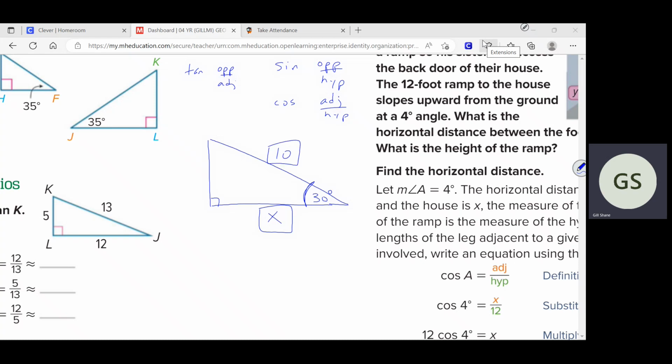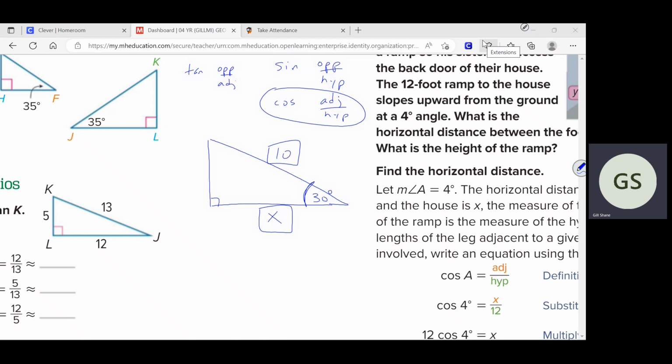So relative to this angle, I have the hypotenuse. That'll never change if it's across from the right angle, and I want to solve for the adjacent. Well, this is the formula then that has those two things, adjacent and hypotenuse. So that's the trickiest part right there. You just got to be able to pick the correct formula based on what you're solving for and what information you're given.